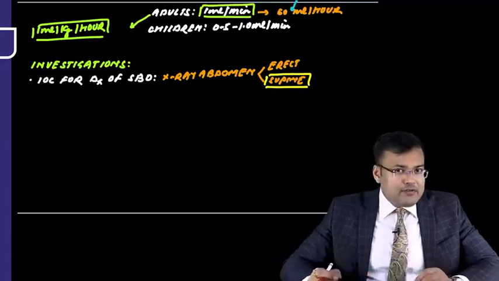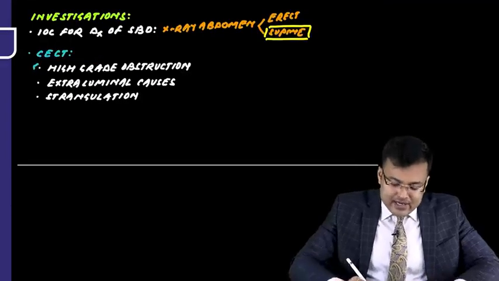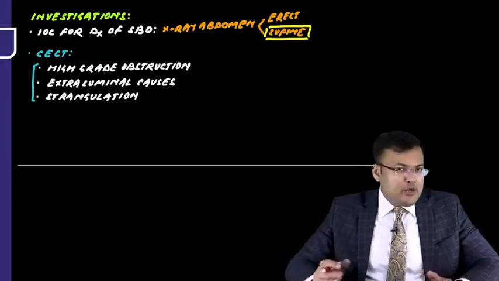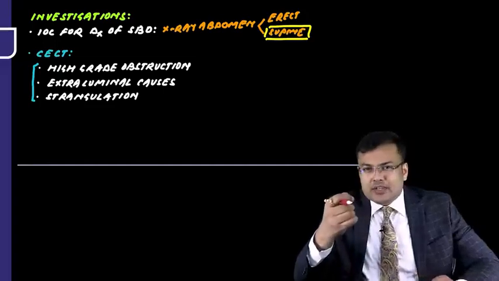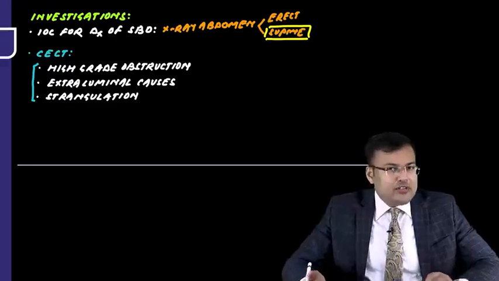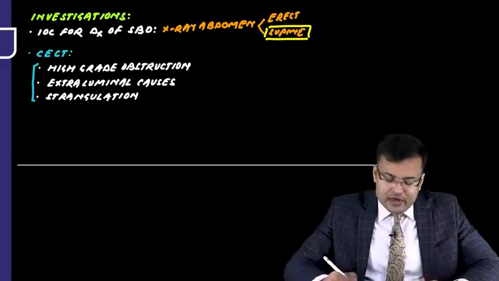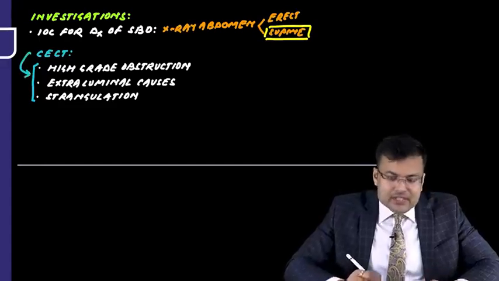Now, what are the roles of CT in small bowel obstruction? If a patient is having high grade obstruction, or extraluminal causes, meaning the obstruction is caused outside the lumen, which cannot be detected easily, for that we go for CT. And if the patient has a complication like strangulation, in all these cases we go for CT.